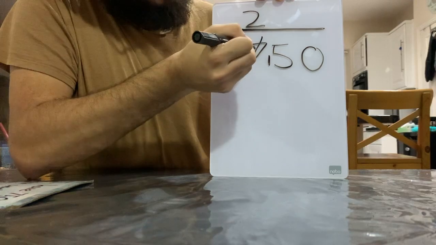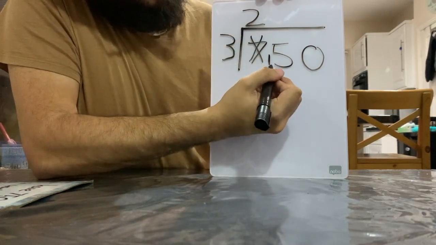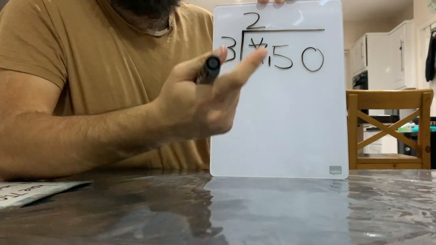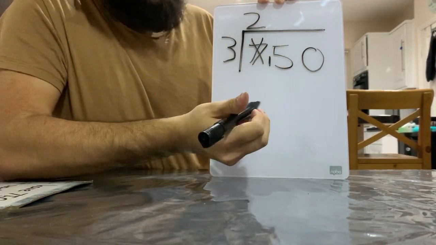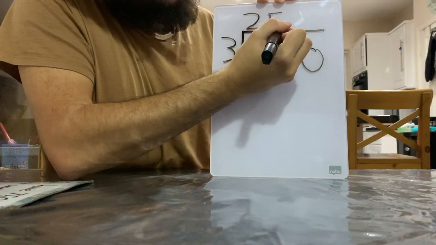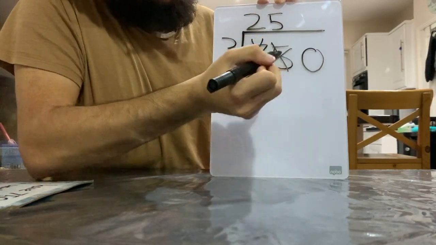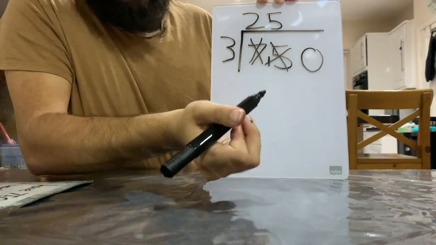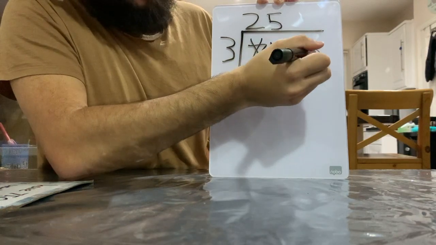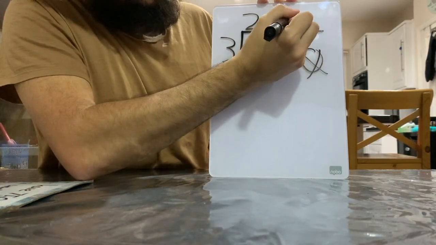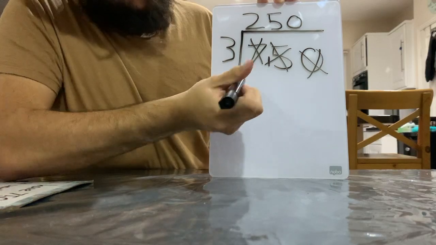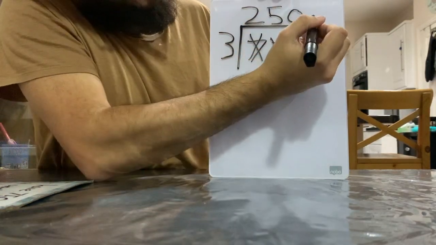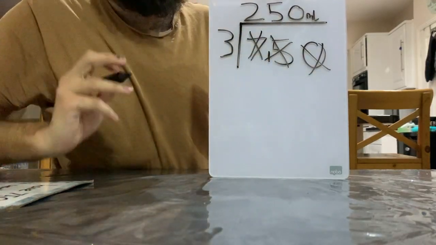Now I don't need my 7 anymore, and now I've got 15 here. So 3, how many times does that go into 15? 3, 6, 9, 12, 15 is 5 times, and I don't need my 15 anymore. And then finally I've got my 0. How many times does 3 go into 0? 0, and I don't have any numbers to borrow, so my answer has a 0 on the end. So 750 divided by 3 is 250 milliliters, because that's my unit of measurement.